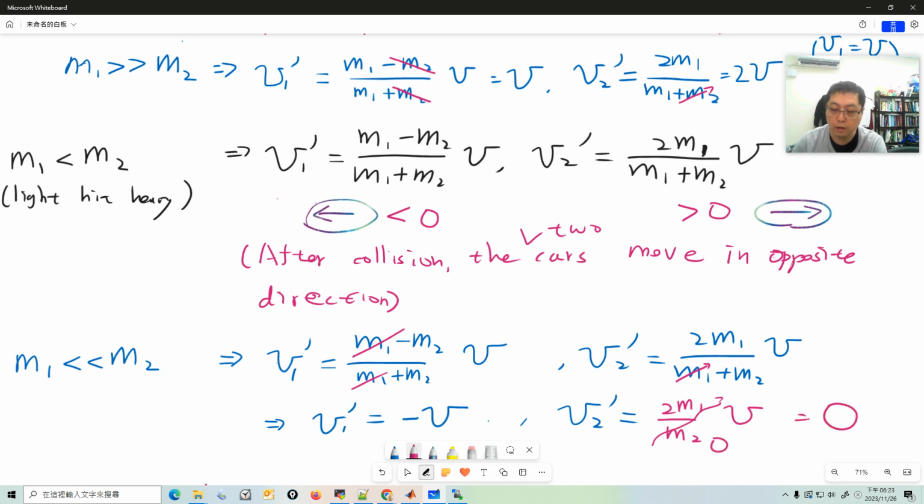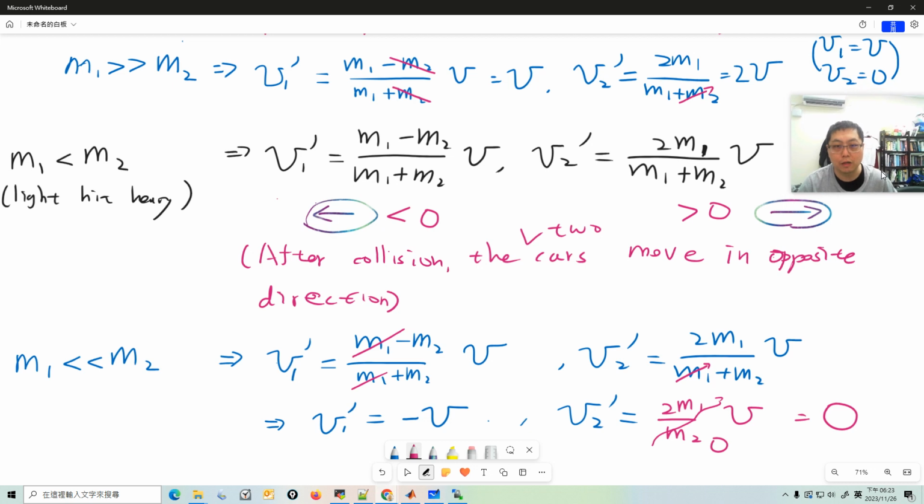So in a very extreme condition, the light one M1 hits a very heavy object and just moves in the reverse direction, and M2 just doesn't move. Makes sense, right? When a very light object hits a very heavy object, the light object after collision just moves in reverse direction, and the very heavy object doesn't move anymore. This equation also demonstrates this point, and it fits common sense.